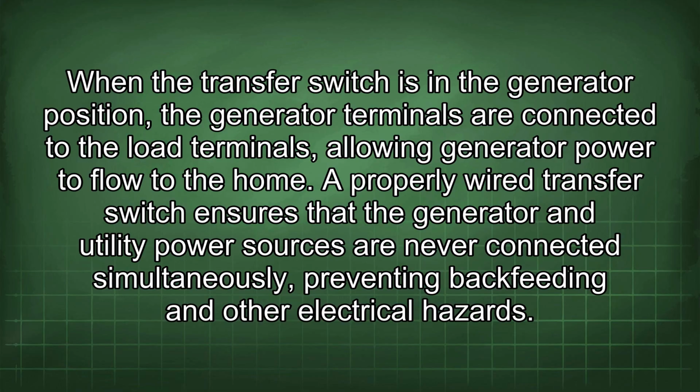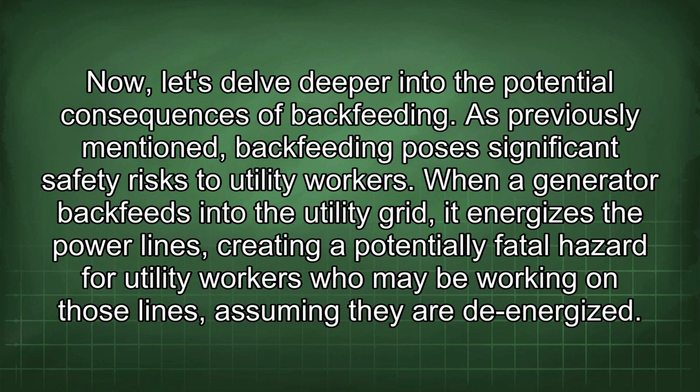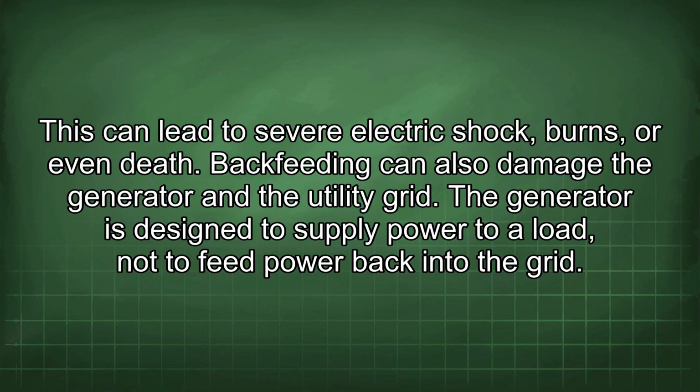A properly wired transfer switch ensures that the generator and utility power sources are never connected simultaneously, preventing backfeeding and other electrical hazards. Now let's delve deeper into the potential consequences of backfeeding. As previously mentioned, backfeeding poses significant safety risks to utility workers. When a generator backfeeds into the utility grid, it energizes the power lines, creating a potentially fatal hazard for utility workers who may be working on those lines, assuming they are de-energized. This can lead to severe electric shock, burns, or even death.